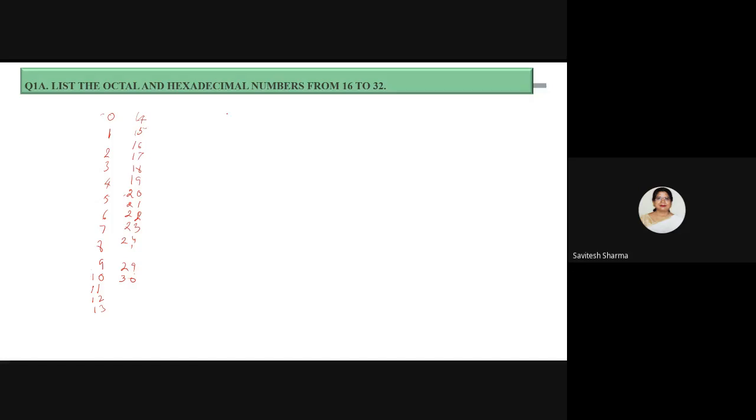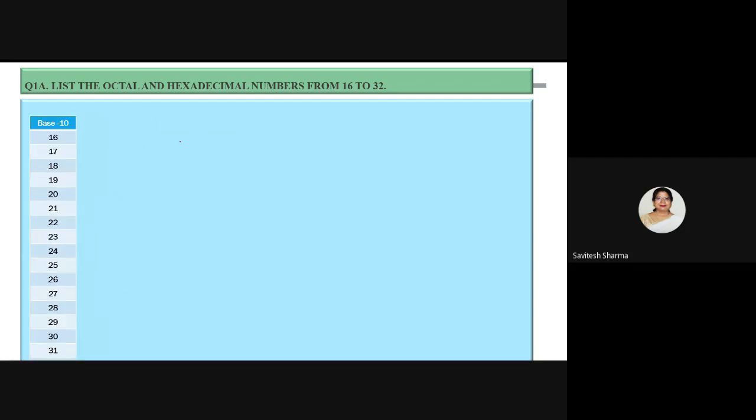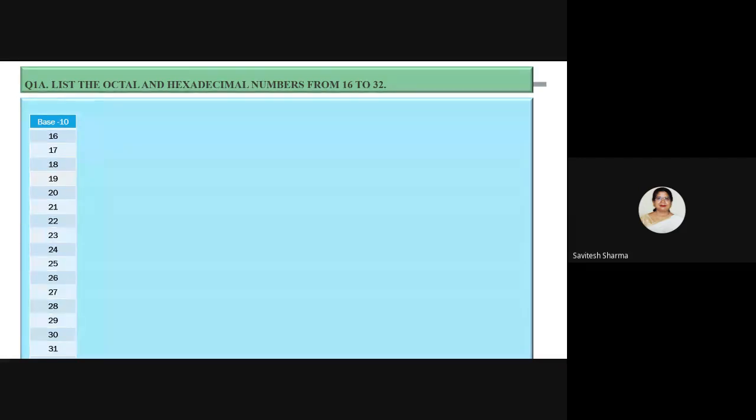Okay. So here in the question they are asking you to write the numbers from 16 to 32. It is not asking to start from 0. So I will list the numbers that I want to write. So these are the numbers in the decimal. Okay, 16 to 32 I am showing you here. So if you want to write in octal, you know that in octal, how many symbols are there?